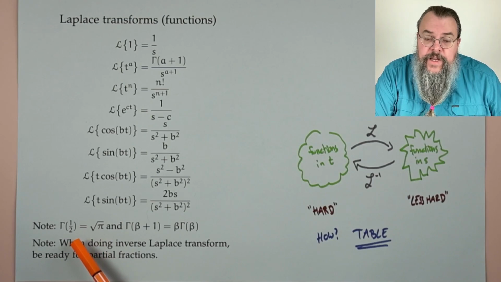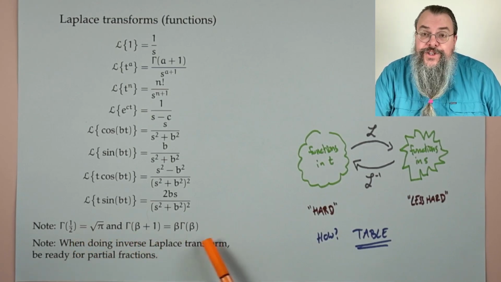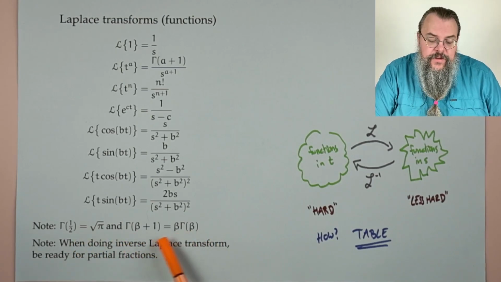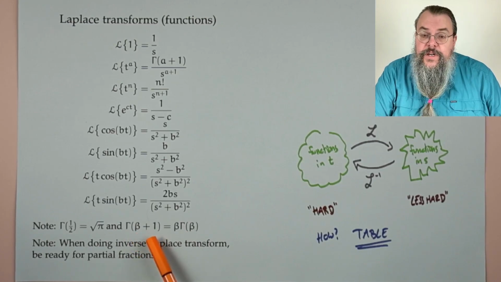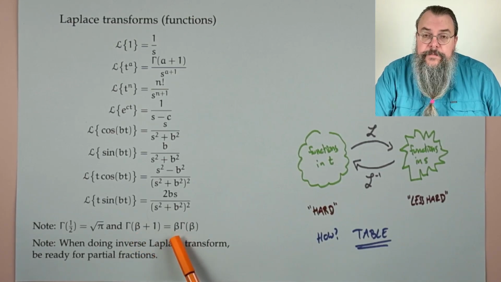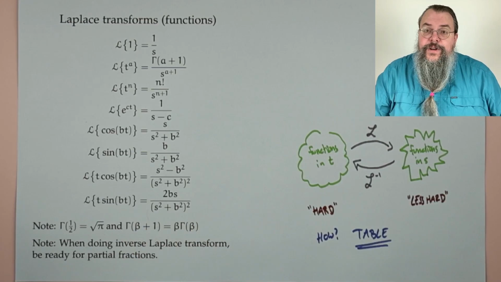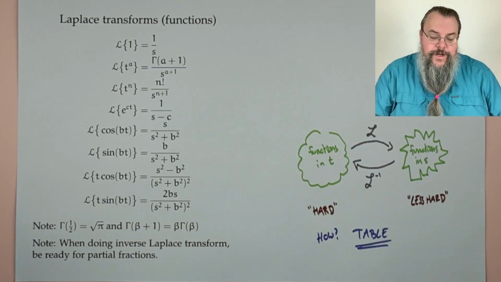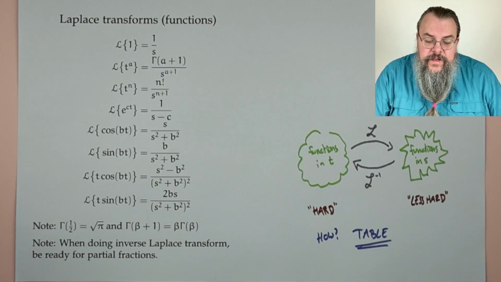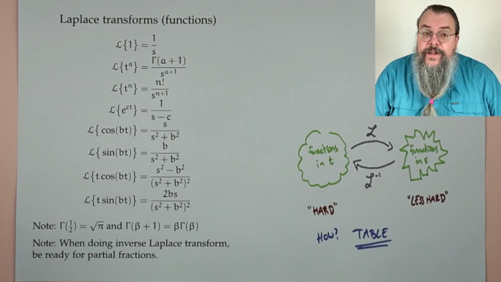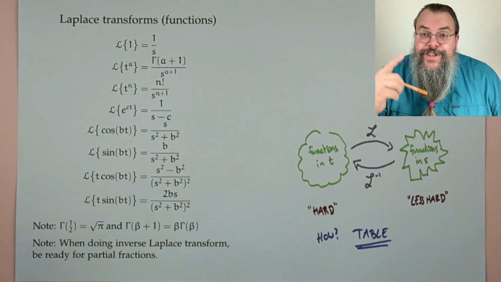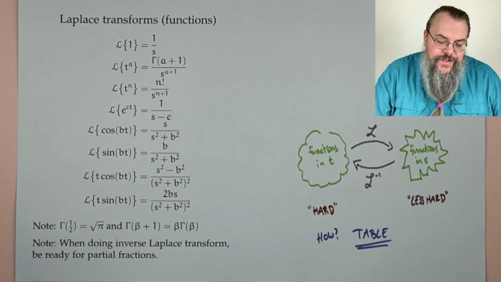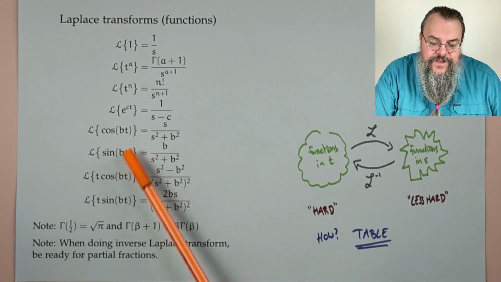Well, how do you get gamma of 3 halves? Well, you use a relationship. Gamma of 3 halves is gamma of a half plus 1, so that would be a half times gamma of a half. And so that would be a half root pi, and so forth and so on. All right, well, that's the idea. Oh, I forgot to mention sines and cosines, of course. I should have mentioned sines and cosines.